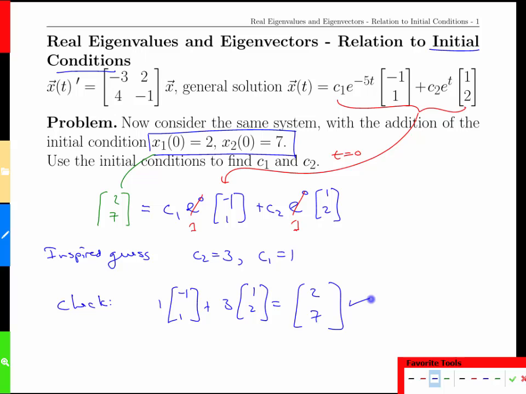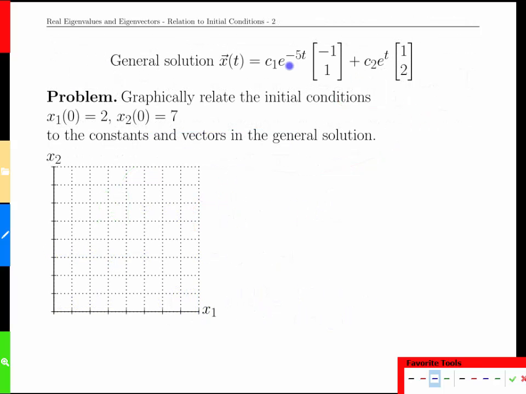Now let's look at that graphically. What we just said mathematically is that the initial condition, 2, 7, so we'll go up here to 7 and 2, can be written as 1 times the first eigenvector, negative 1, 1, plus 3 copies of the 1, 2 vector. If you go back to when you first learned about vectors in any way, shape, or form, this is the kind of thing you did.